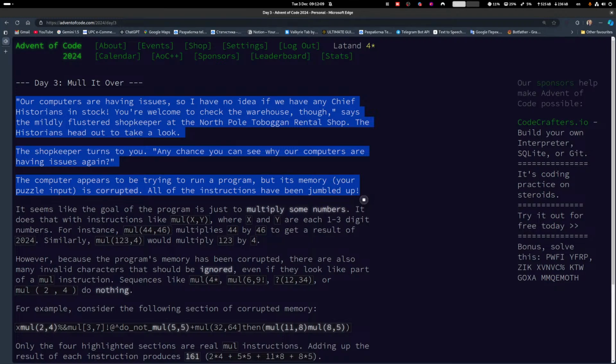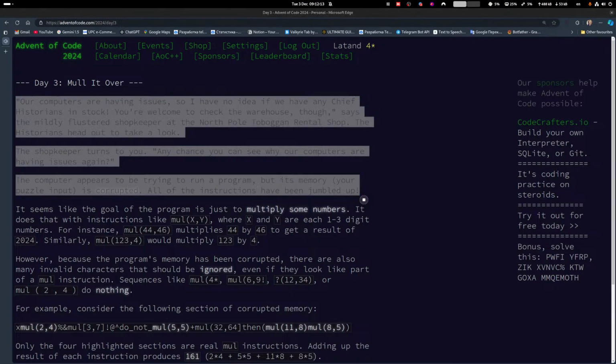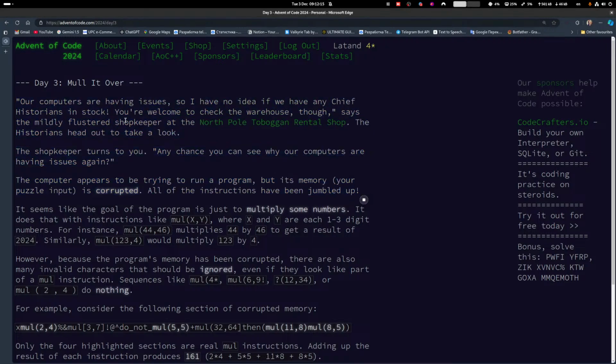Our computers are having issues, so I have no idea if we have any Chief Historians in stock. You're welcome to check the warehouse, though, says the mildly flustered shopkeeper at the North Pole Toboggan Rental Shop. The historians head out to take a look. The shopkeeper turns to you. Any chance you can see why our computers are having issues again?